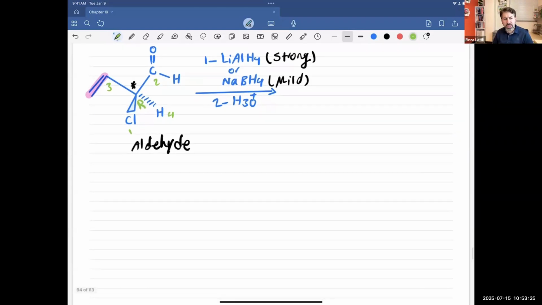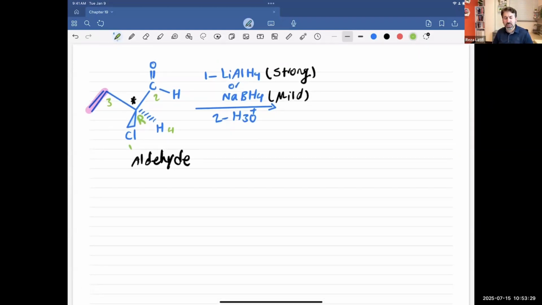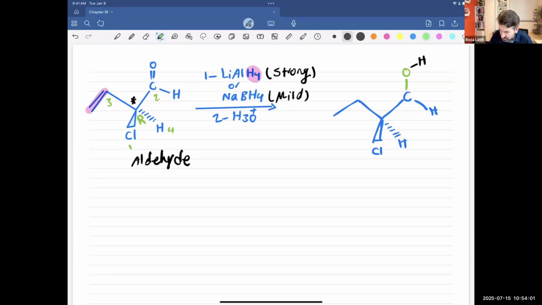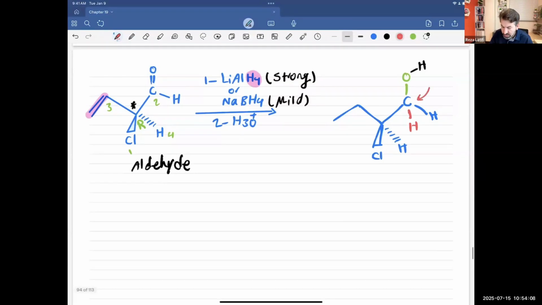Now, if we use a reducing agent, it's similar to the ketone, it will give us an alcohol, and we will get such a thing. So I have a chloride here, hydrogen is there. Now I will get O, H. I had hydrogen before, and what did we add? We added hydride. So I'm going to add the hydrogen here. Now, this center has 2 hydrogens attached to it, so that's not a chiral center. Okay, we did not create a chiral center.